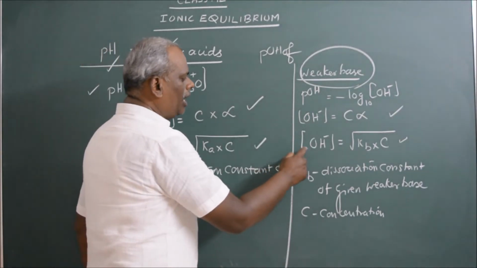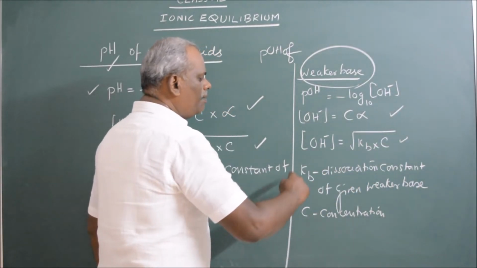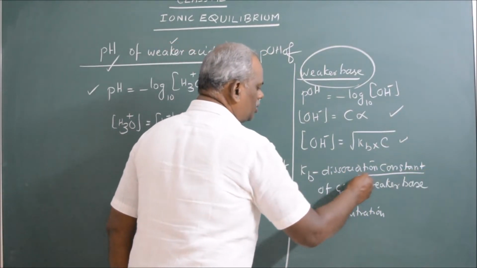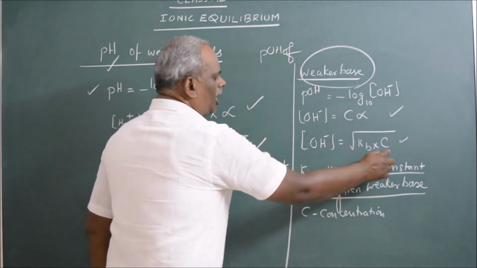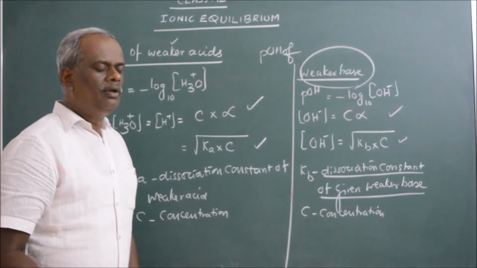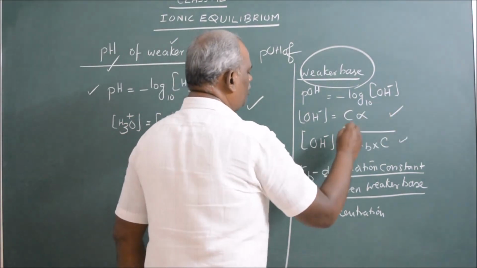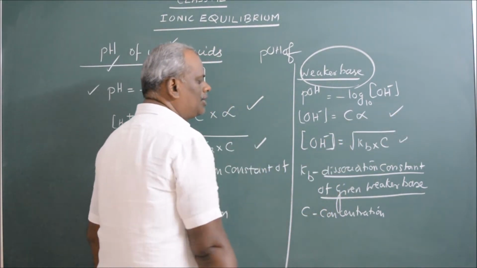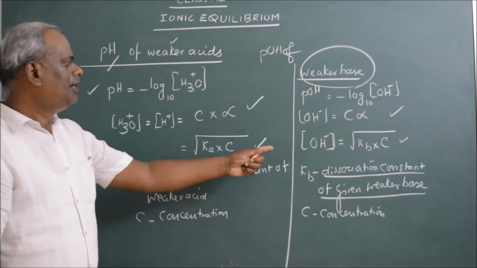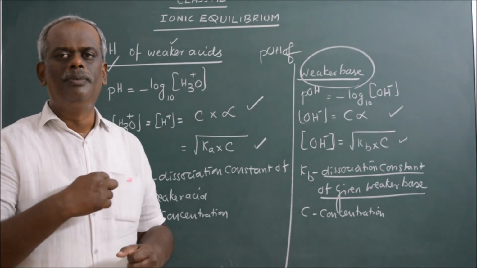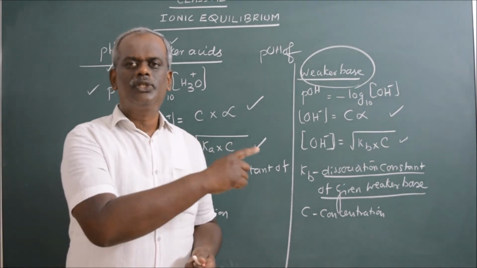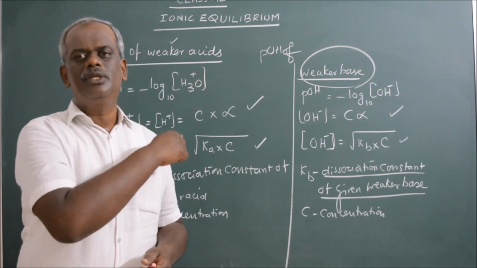And what about Kb? Kb is nothing but the dissociation constant of the given weaker base. If it is given, that can be multiplied by the concentration. When you take the square root of that, you will get the hydroxyl ion concentration. With the help of that, you can calculate the pOH. Okay, and we will do some problems by using these two equations or these relationships.